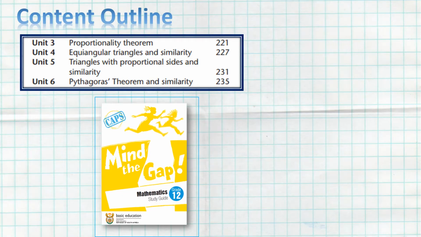Like I said, this is our last session, and let's take a look at the content outline. You can see it's on unit 6, Pythagoras Theorem and similarity. We are still using the Mind the Gap mathematics study guide for extracting some of the proofs, and also some of the notes and examples.